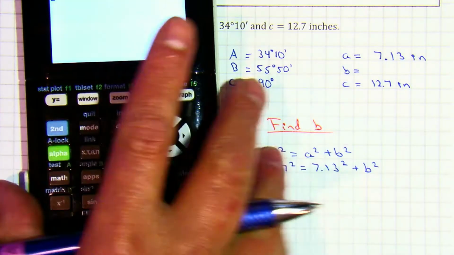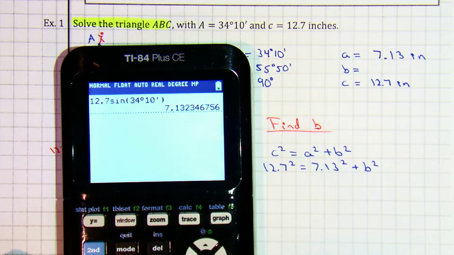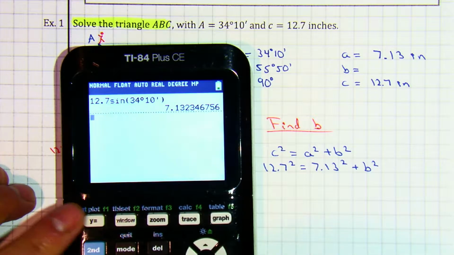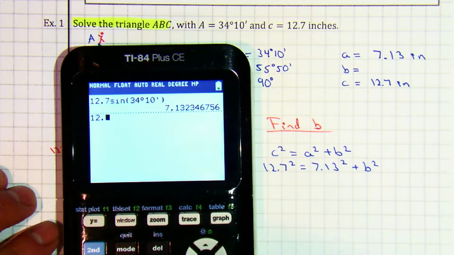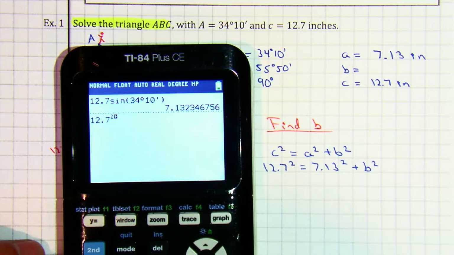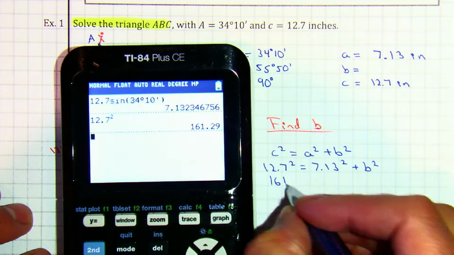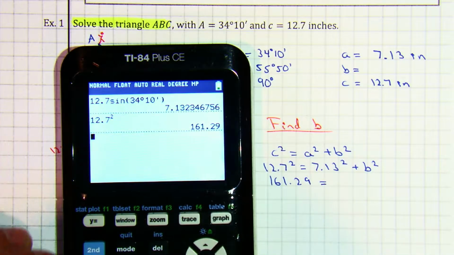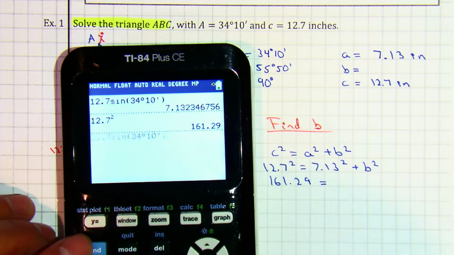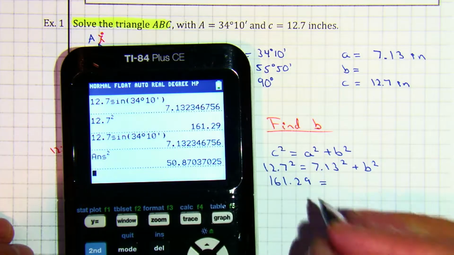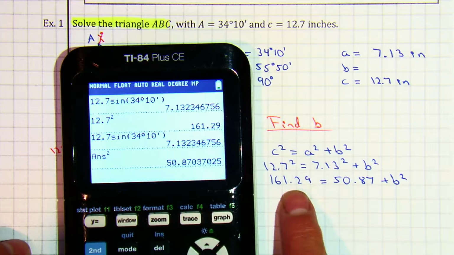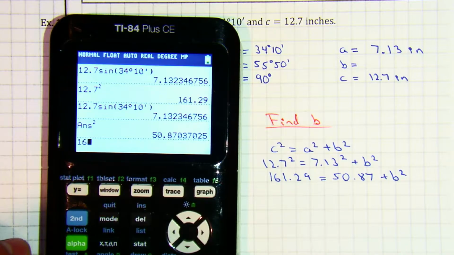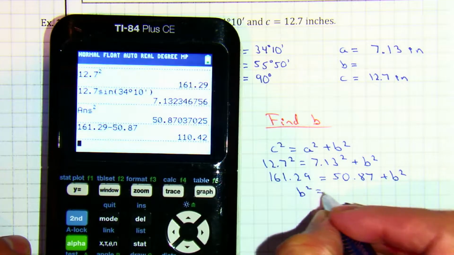Now notice I'm going to keep this one here. And I can store it in a variable if I want to, or I can just place it here and use it later. So 12.7 squared gives me 161.29. It's equal to, I'm going to use my previous answer, and I'm going to square it. So therefore, it'll be 50.87 plus B squared. I'm going to subtract it, and that gives me 161.29 minus 50.87. So therefore b squared is equal to 110.42.